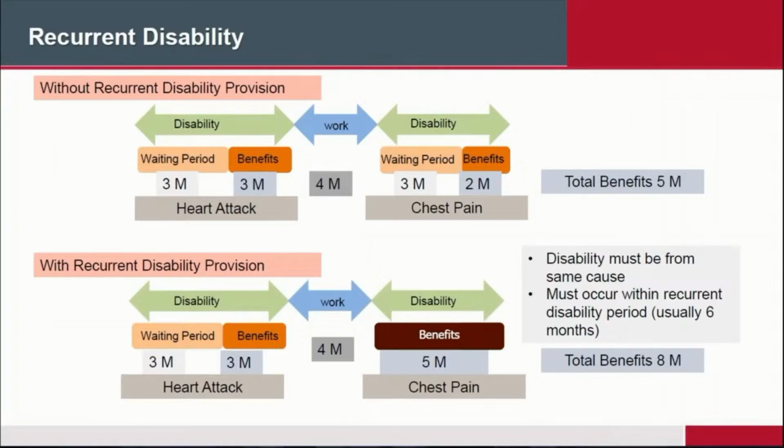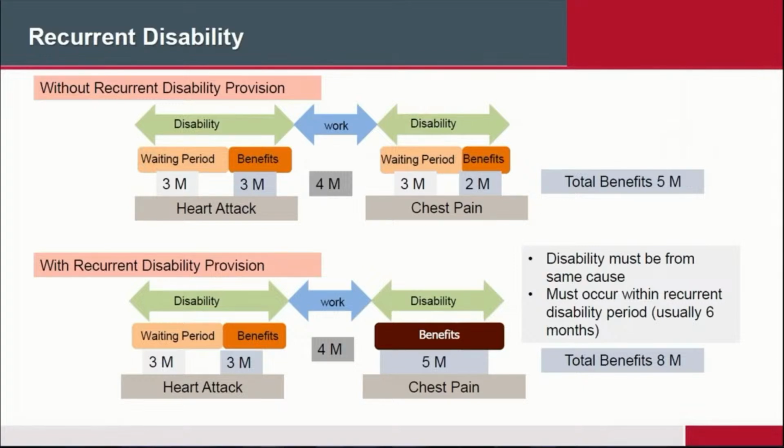Basically, what happens is, let's assume again that you were getting $5,000 a month when you were totally disabled. Then you went back to work. And within 6 months of going back to work, you became disabled again from the same disability or one related to the same disability. In that case, you will continue to get that $5,000 a month without a waiting period. In other words, the waiting period is completely waived.